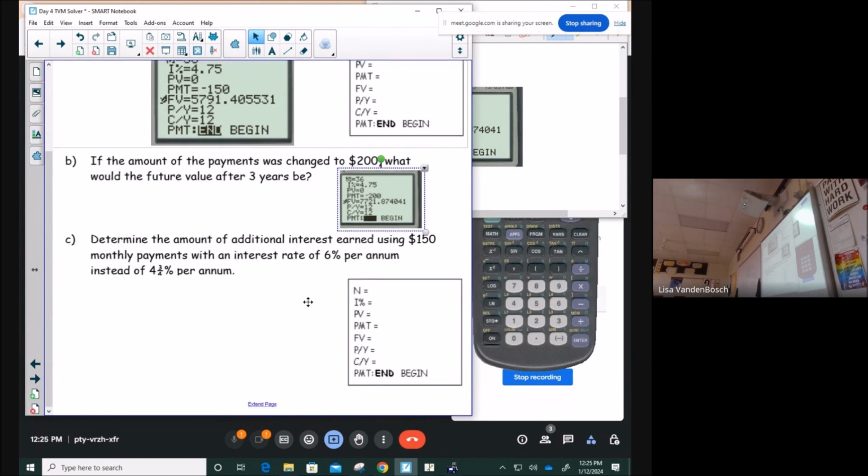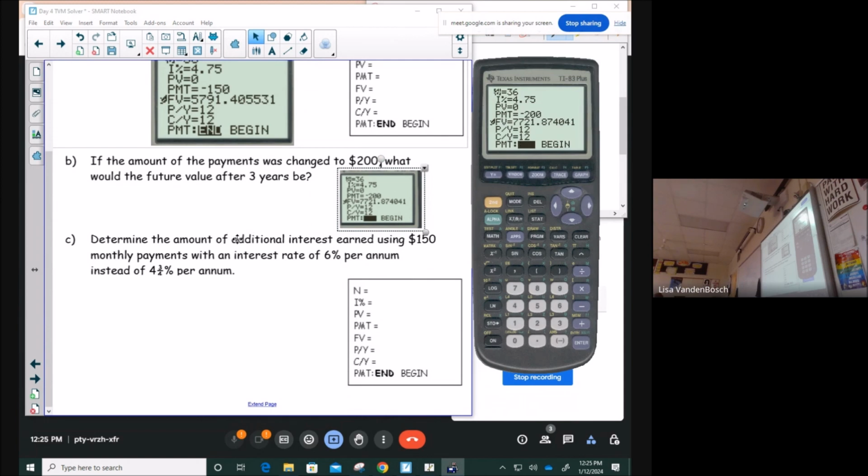Okay, determine the amount of additional interest earned using $150 monthly payments with our interest rate of 6% instead of 4 3/4%. So we're going to go back to the one where we had monthly payments of $150. But this time, instead of earning 4 3/4%, we're going to earn 6% interest. So we're going to change our monthly payments back to $150.